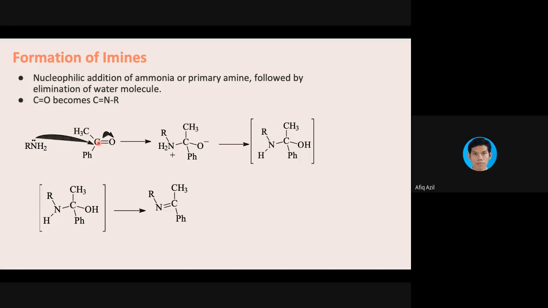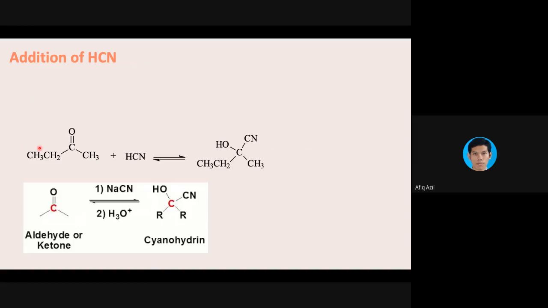So the ammonia or primary amine will come in and attach to this carbon, and the oxygen will eventually be removed. You see that the rest are still the same. CH3 is still there. This Ph is actually phenyl, which is a benzene ring, still there, the same. The only difference is that from C double bond O, it becomes C double bond N. R is basically whatever is attached to the amine.